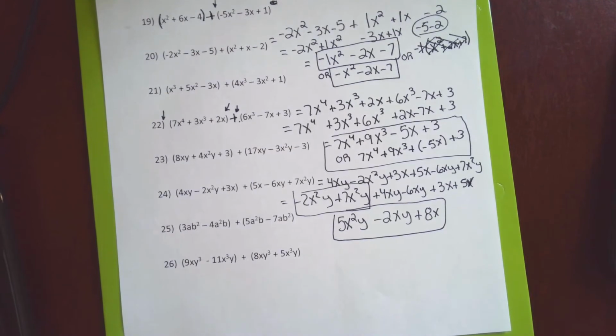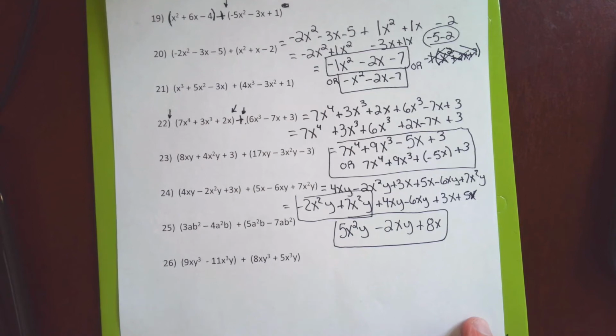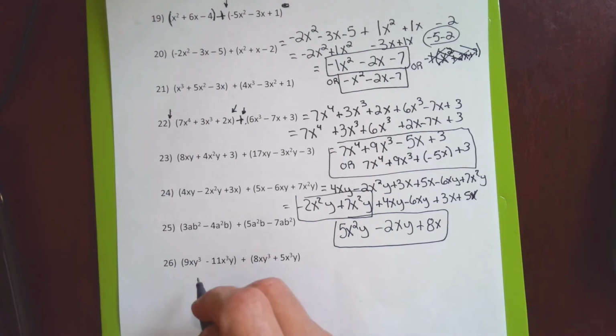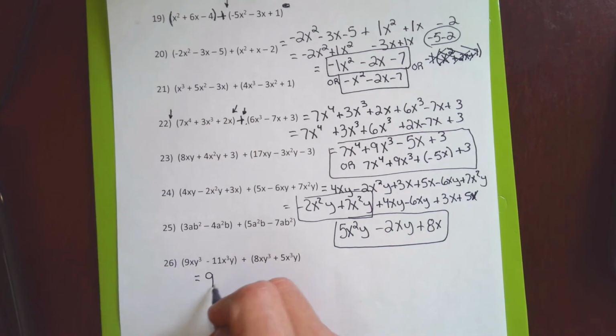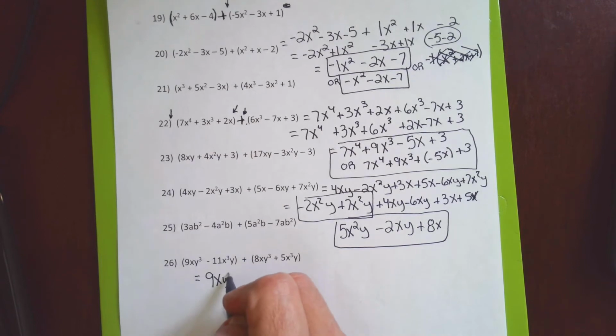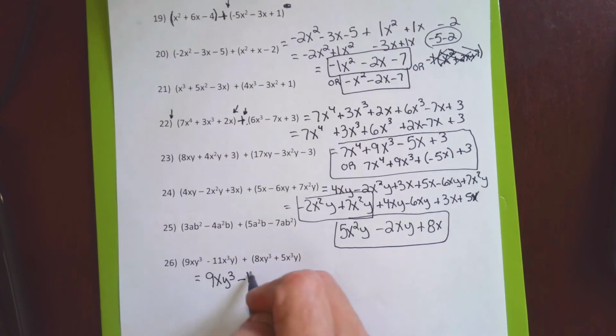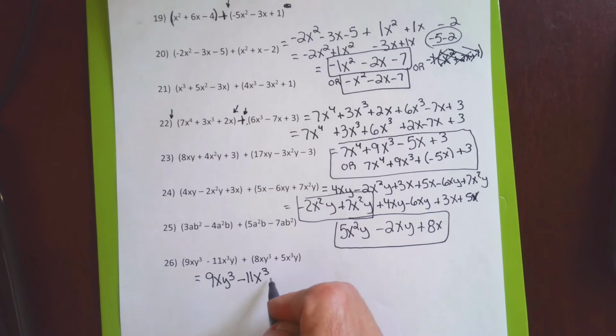Last one on this page, and then we get to a group of problems that I don't particularly like. They're the same, but I'm going to solve them differently. In 26, first parentheses can just be dropped. Second parentheses can just be dropped.